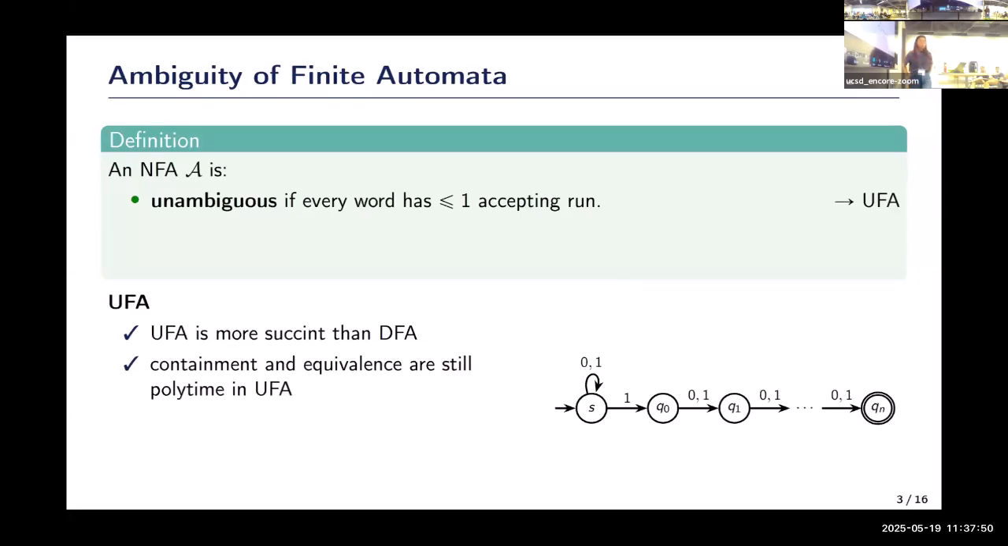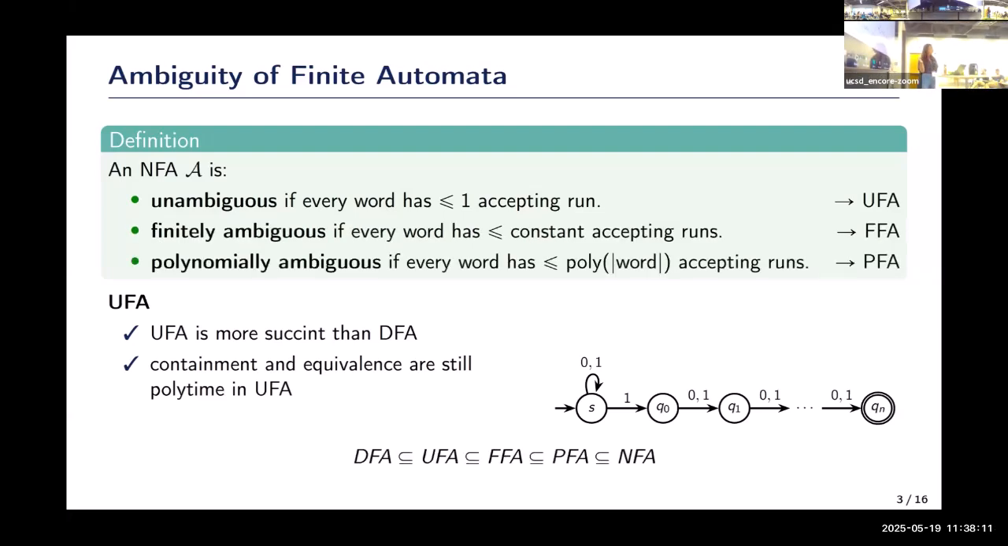What was proven is that if you are guaranteed that your NFA is unambiguous, then you can solve containment, equivalence, all of those problems efficiently. So we would like to be able to work with UFAs. Let me expand this definition a bit. Maybe I'm not bounding the number of accepting runs by one, but by a constant or a polynomial in the word length. This respectively defines the finite ambiguity and polynomial ambiguity of an NFA, and so the classes are FFA and PFA.